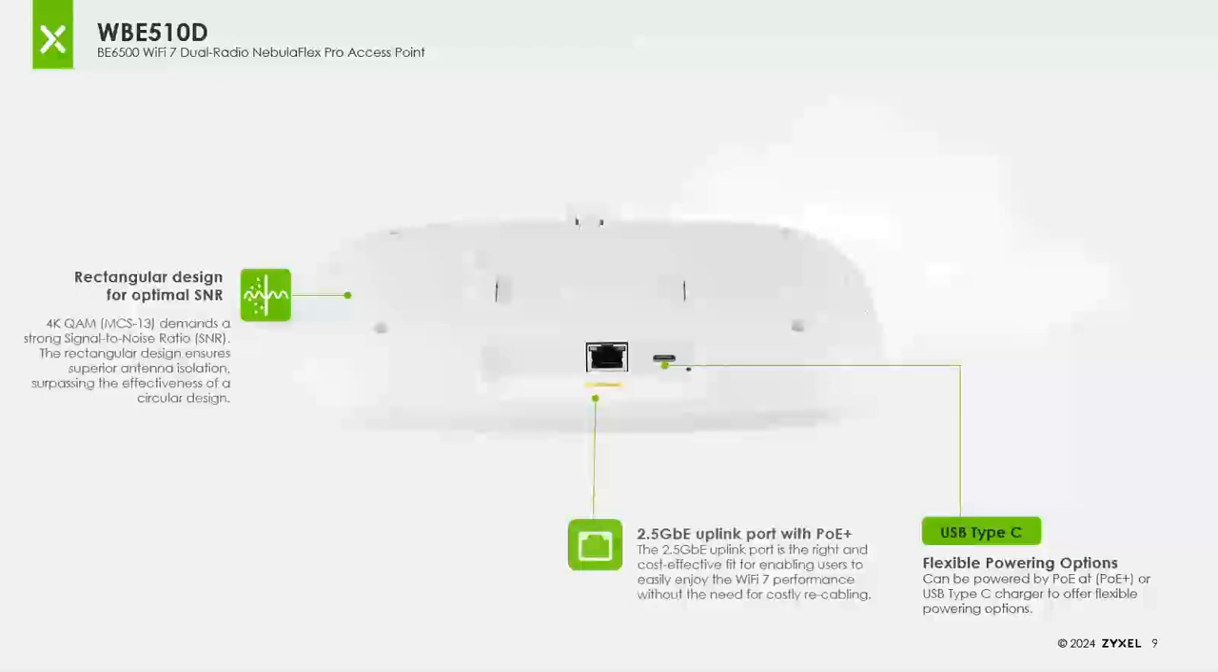It does come with a 2.5 gig multi-gig uplink port, which is going to be your primary connection, and most of you will be powering this with PoE. We do also support powering this using a USB-C charger that supports PD power delivery as an option for you.